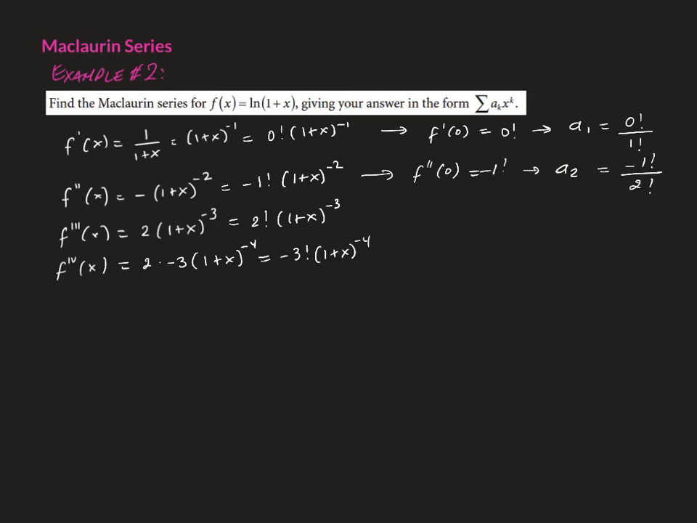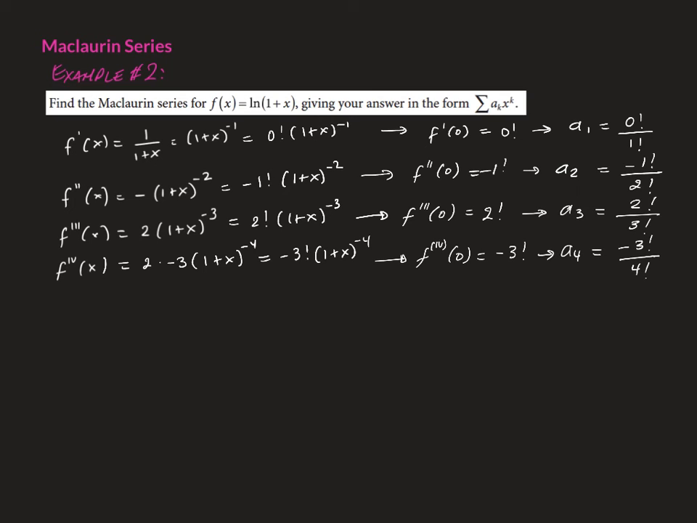Remember that for a2 we need to divide by the counter of the term factorial. Now the third derivative at 0 is going to be 2 factorial. So a3 is going to be 2 factorial divided by 3 factorial. And the fourth derivative at 0 is going to be minus 3 factorial. Therefore, the fourth term is going to be minus 3 factorial divided by 4 factorial.